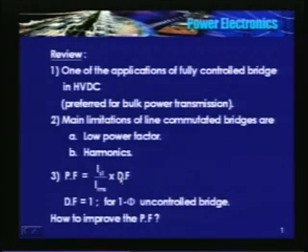So the power factor is given by IS1 by IRMS multiplied by the displacement factor. So if I have to improve the power factor, I need to reduce the harmonic content. In other words, IS1 should be approximately equal to IRMS itself, and second one should be displacement factor should be unity. In other words, conduction should start at the positive zero crossing.